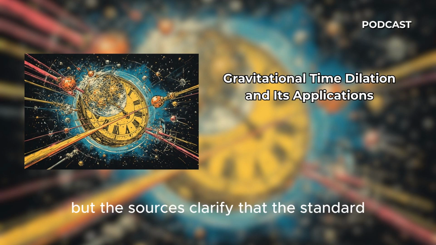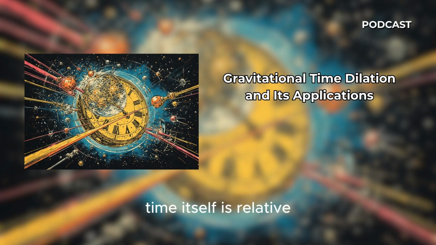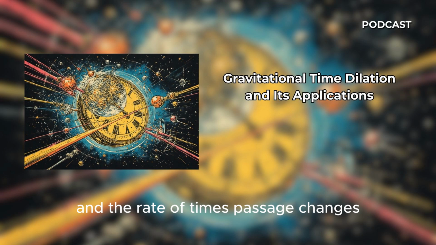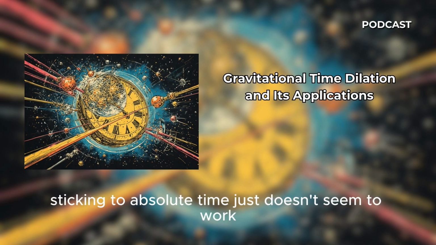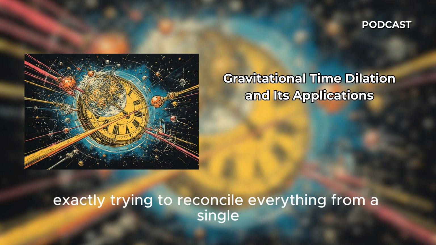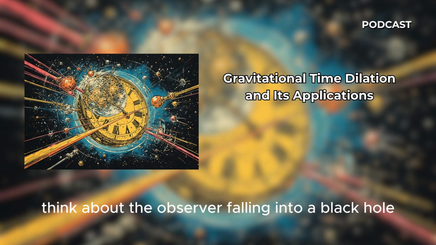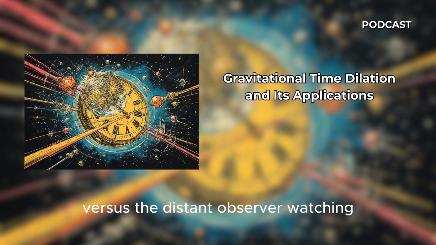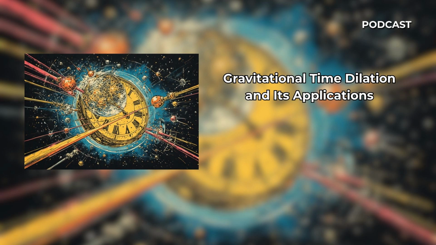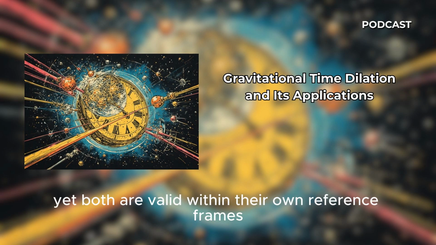But the sources clarify that the standard, incredibly successful model in physics is that space-time itself is relative, and the rate of time's passage changes. Sticking to absolute time just doesn't seem to work with the observations, like the constant speed of light or GPS. Exactly. Trying to reconcile everything from a single absolute time perspective seems impossible. Think about the observer falling into a black hole versus the distant observer watching. Their experiences of time are irreconcilably different, yet both are valid within their own reference frames. Relativity handles that.